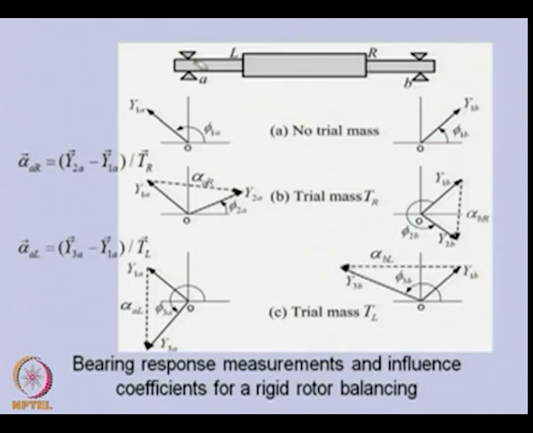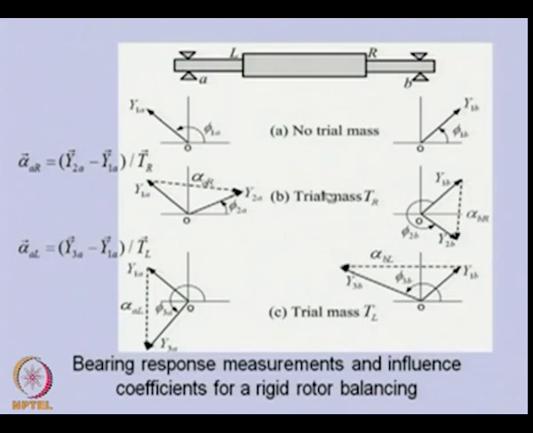Once we keep the trial mass in the right plane, obviously we expect there will be a change in the magnitude of the vibration in planes A and B, and even the phase will change. We are rotating the rotor at the same speed, not changing the speed as in the first case, so that we have the similar dynamic effect of the residual unbalance, and apart from that, the extra mass we have kept in the form of trial mass Tr.